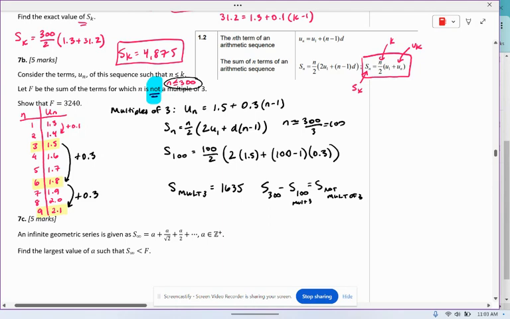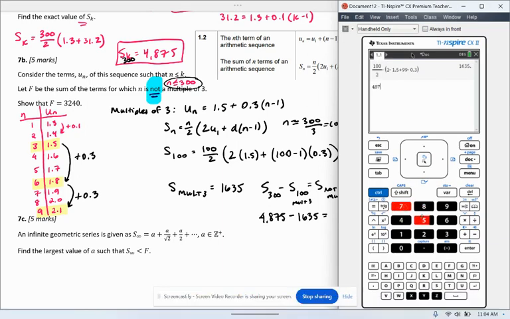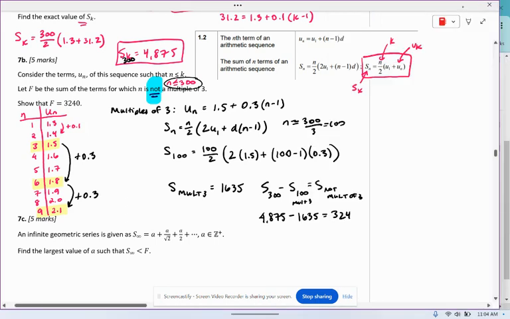All right, so the sum of the first 300 terms, I think they gave it to us. Where was it? I think I found it, right? Yes, I did, up top. Okay, the sum of the first 300 terms right here. That was 4,875. And I'm going to subtract off the sum of all the multiples of 3, which was 1635. And I should be left with the sum of all the non-multiples of 3. So I'm just going to do that. 4,875 minus 1635. 3,240. Yay, that's what I was trying to prove. What a beautiful thing.